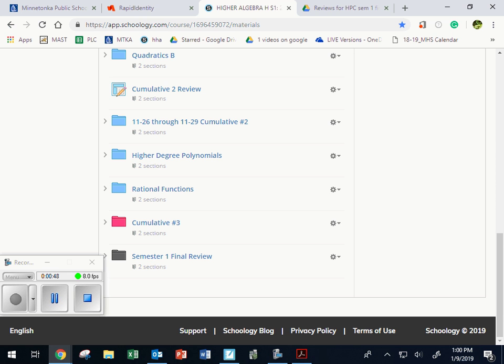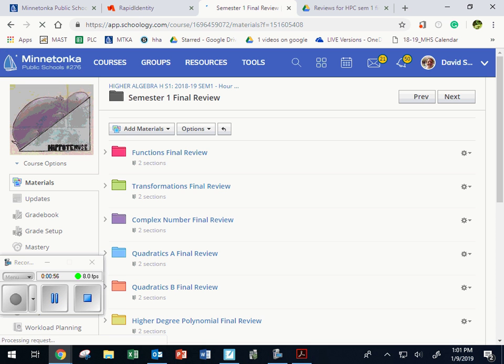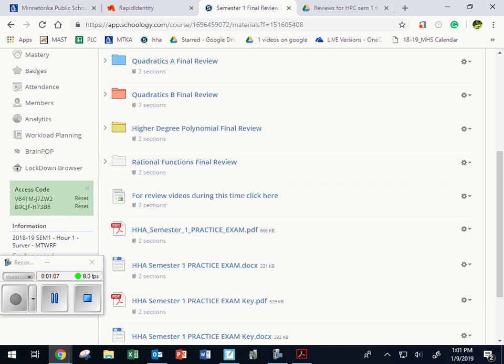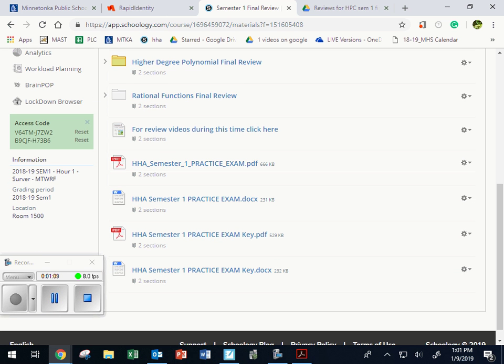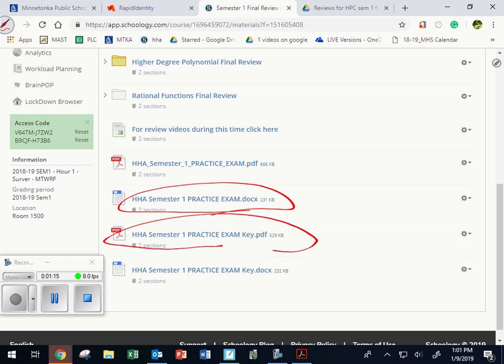You might decide that in this chapter review, final review here in Schoology, would you please find that and open it? You might say that, I wish Mr. Server would just assign us a worksheet and I could just do it. Well, there is a worksheet. There's something called the practice exam right here. And this is the practice exam key. Could you do that as your review?